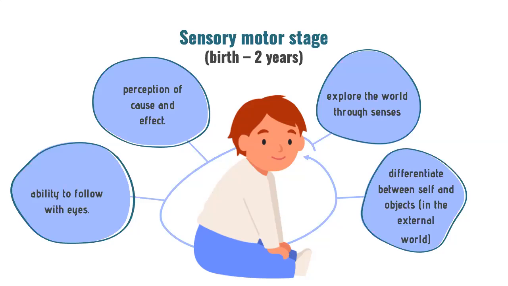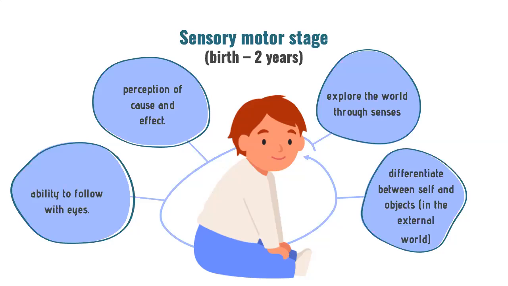According to Piaget, the sensory motor stage happens from birth until 2 years old. The infant is able to explore the world through the five senses, observing what they see, hear, and feel. They form their perceptions in terms of cause and effect. When they feel the environment is cold, the baby will cry, and the mommy will bring the baby to a warmer place.